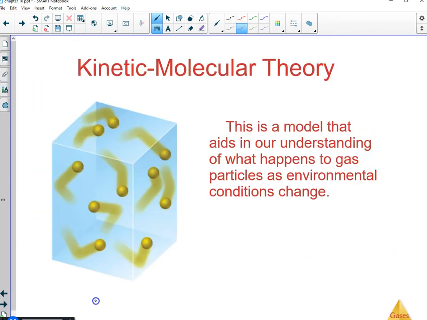Okay. Here we go. And this is in the book. You can read it. I'm going to go through it quickly. The kinetic-molecular theory, and typically it's called KMT. It's just this idea that it's the theory behind the ideal gas law. This is a model that aids in our understanding of what happens to gas particles as environmental conditions change. Now, you do not really need to take detailed notes on this.